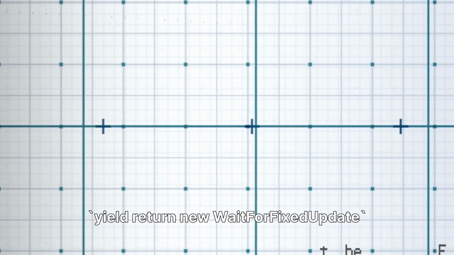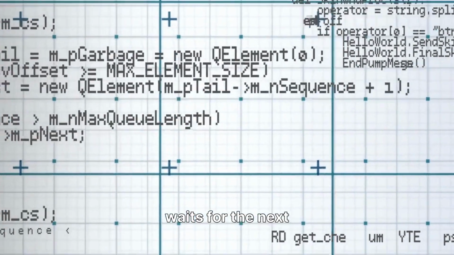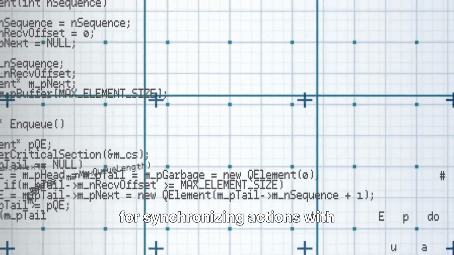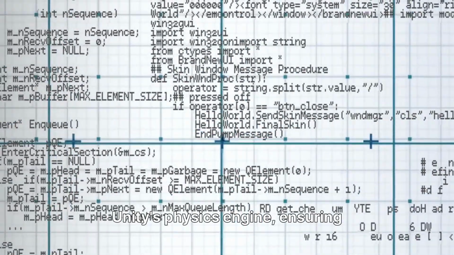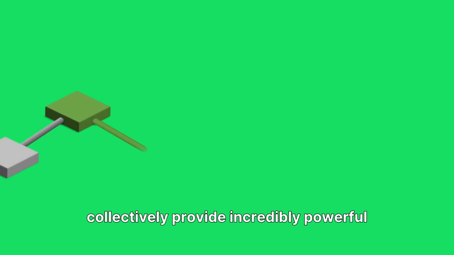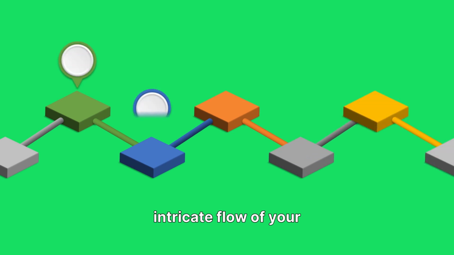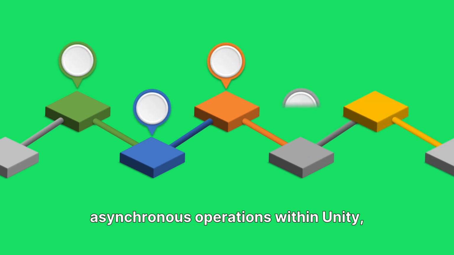Yield return new WaitForFixedUpdate waits for the next fixed frame update. This is absolutely crucial for synchronizing actions with Unity's physics engine, ensuring consistent and accurate physics calculations. These diverse yield instructions collectively provide incredibly powerful and flexible control over the precise timing and intricate flow of your asynchronous operations within Unity, enabling highly dynamic game logic.